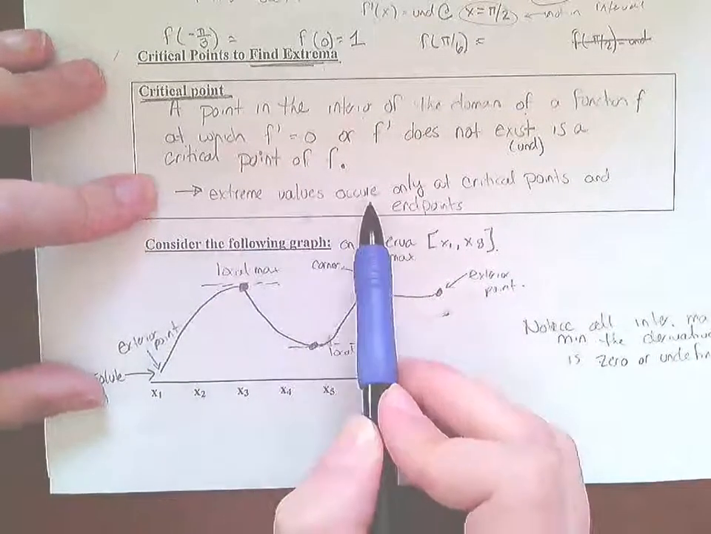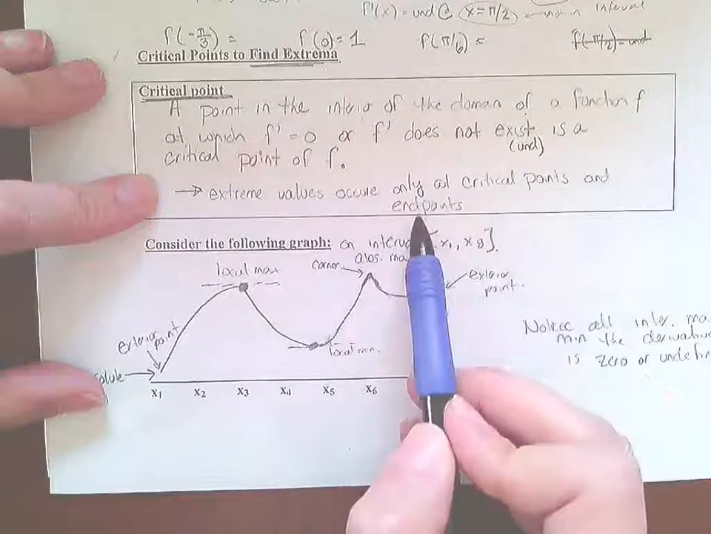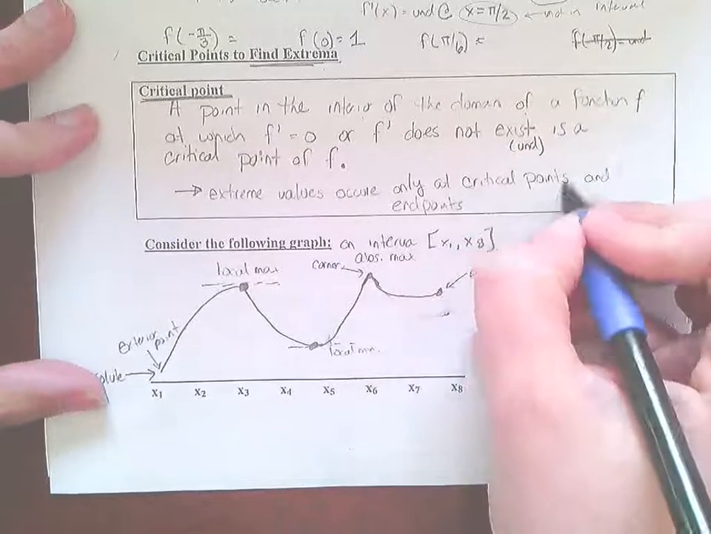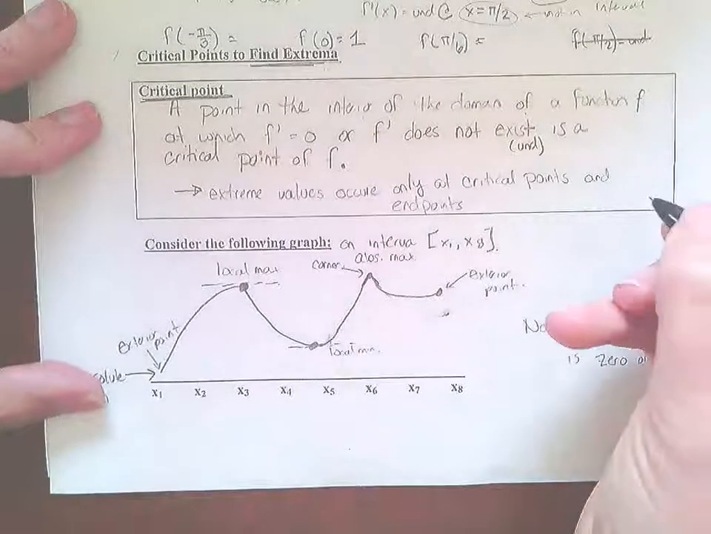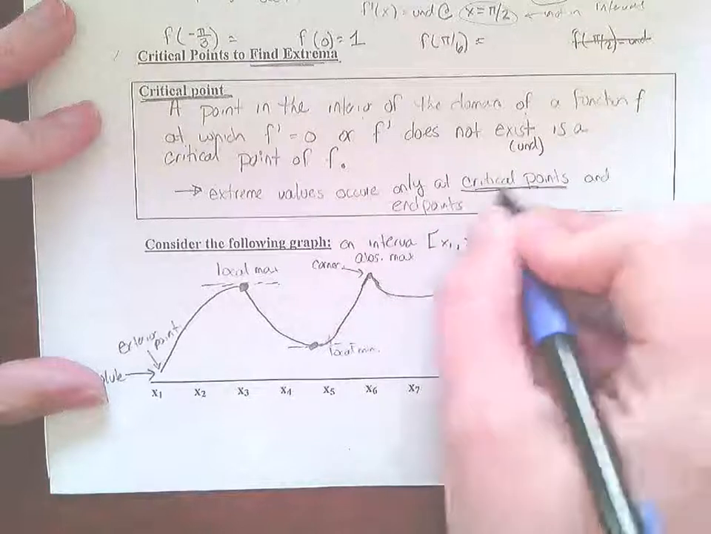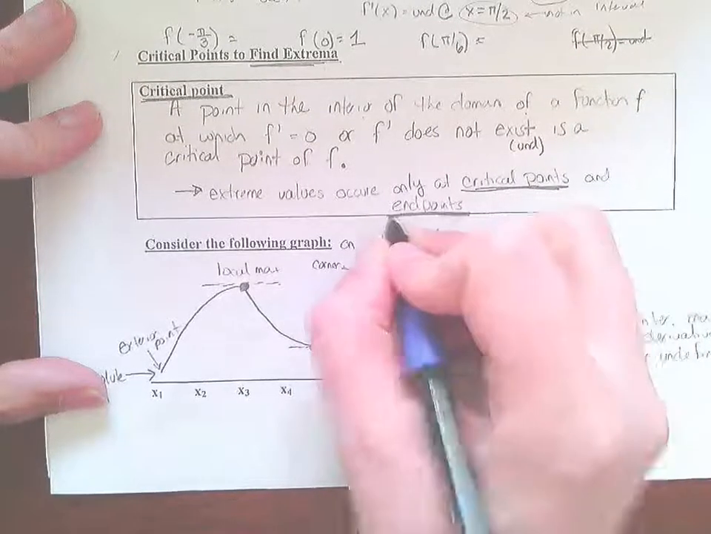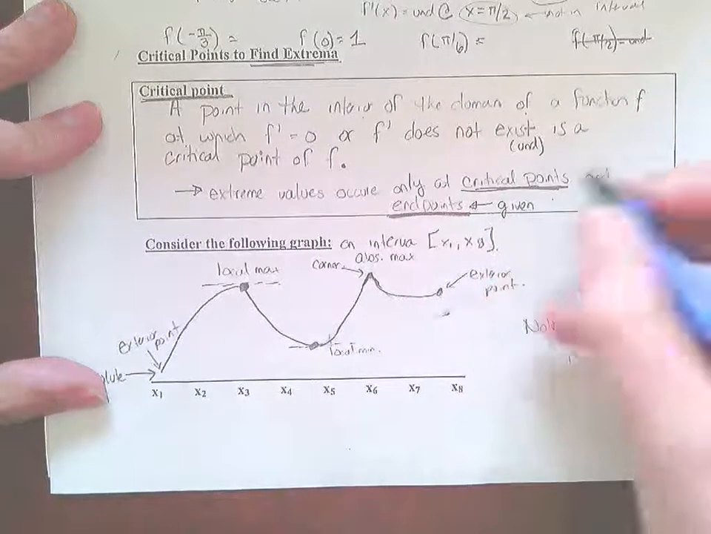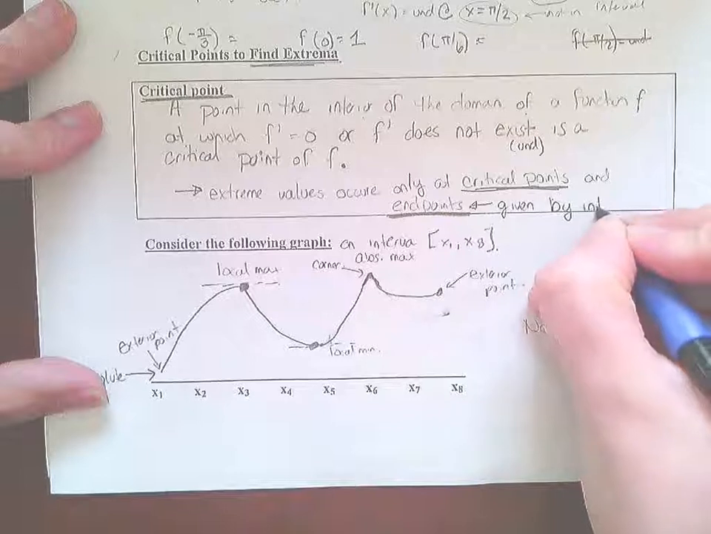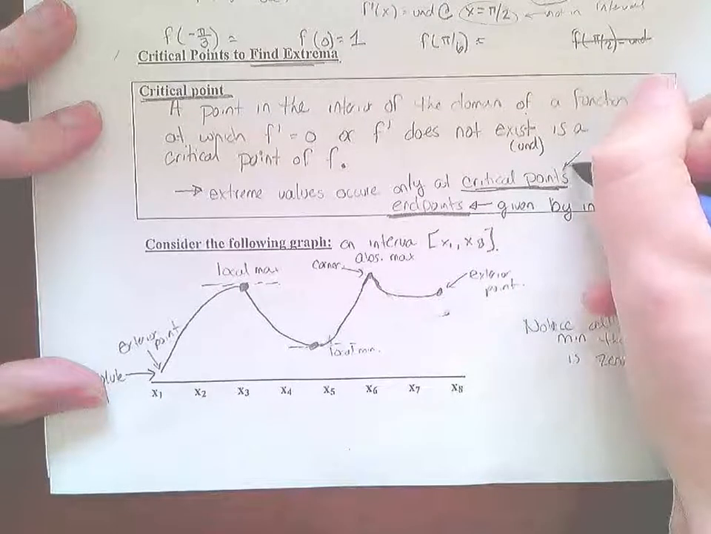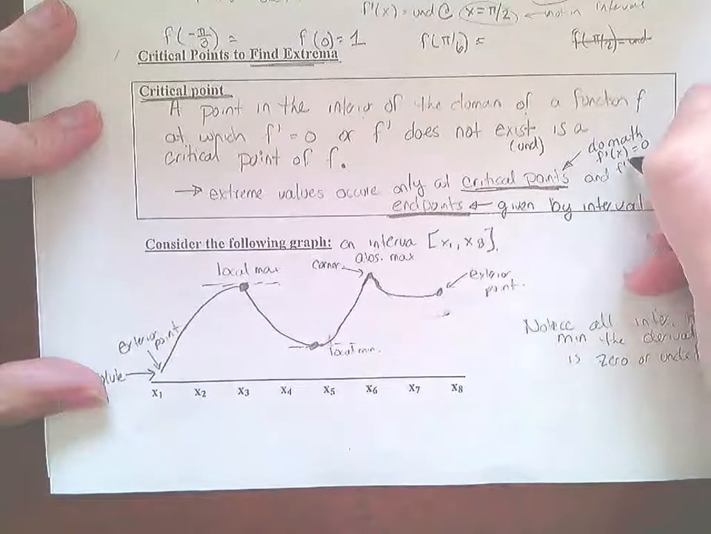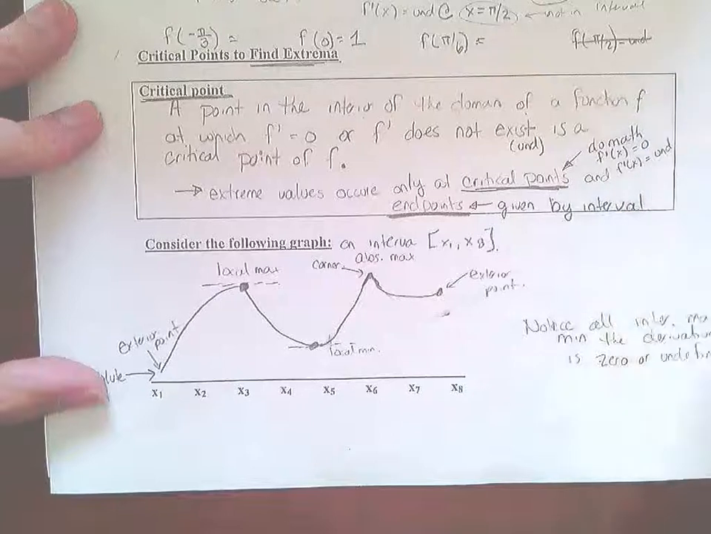Extreme values occur only at critical points and endpoints. So when we are trying to find the extreme values, the absolute maxes and mins, we are going to have to figure out where the critical points are and where the endpoints are. Now the endpoints are given by the interval, but the critical points we have to do math, aka find the derivative, set it equal to 0, and figure out where it's undefined.